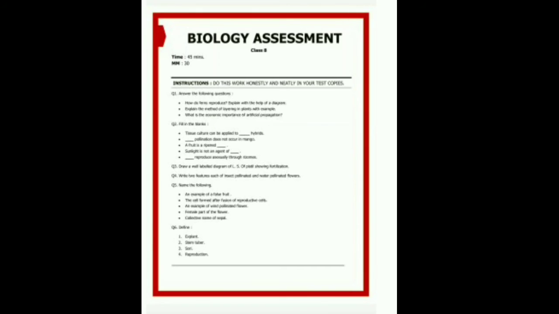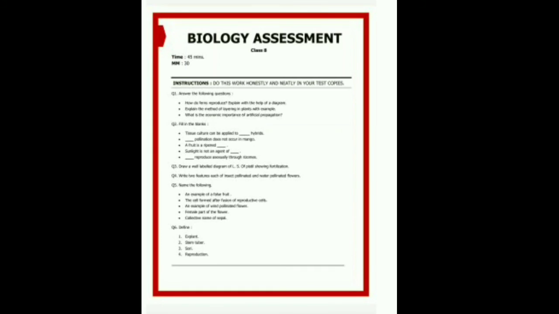Then name the following. An example of a false fruit: it could be apple or a pear. Next is the cells formed after fusion of reproductive cells. It is zygote. An example of wind pollinated flower: maize, palm, wheat, grass, rice. Any of the answers you can give. Then female part of the flower, it could be gynoecium, pistil, carpel. Any answer out of the three. And collective name of sepal, that is calyx. Is it clear? Carries 2.5 marks.